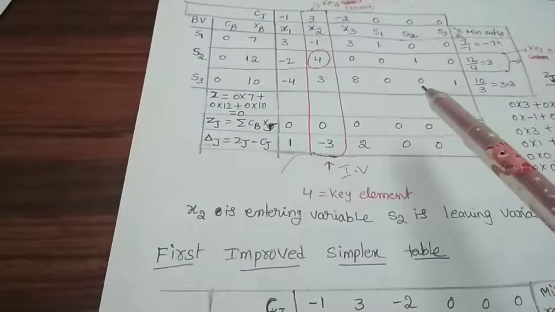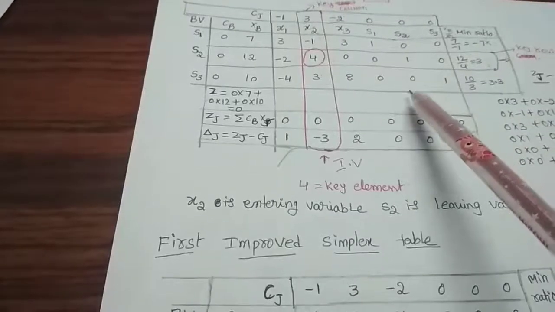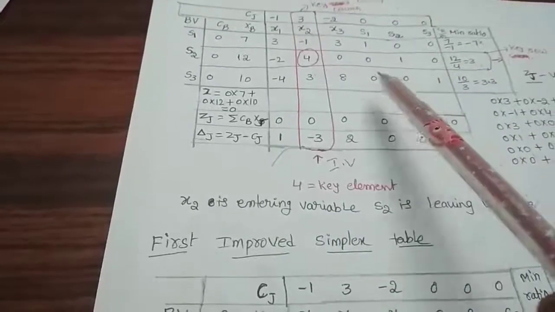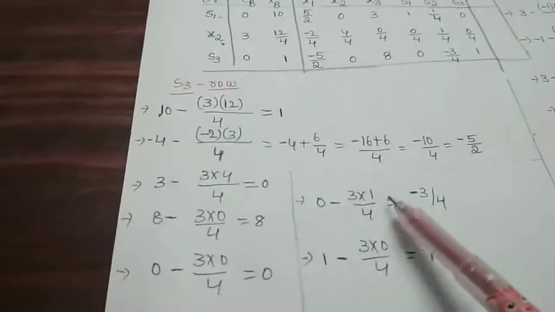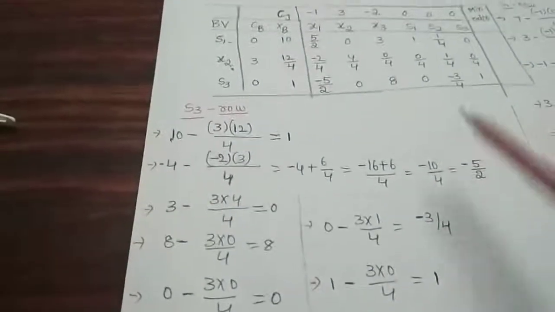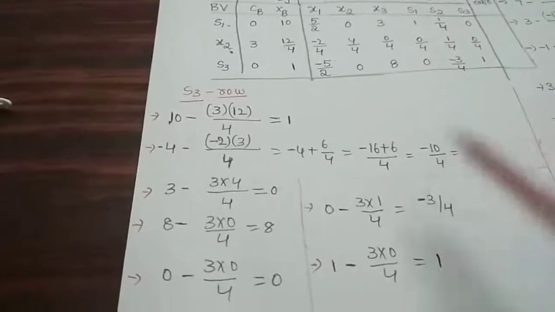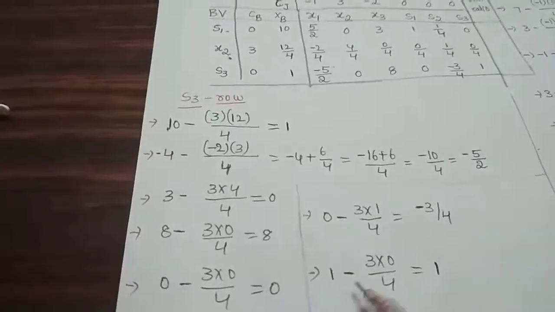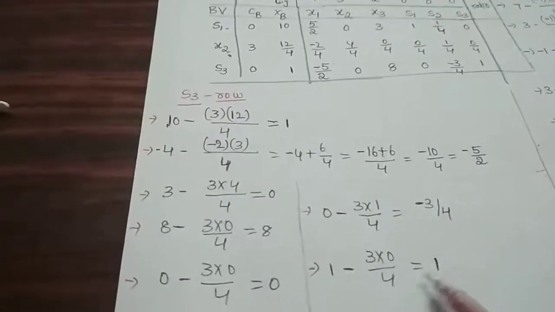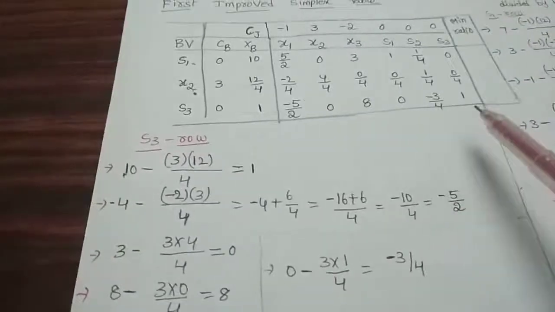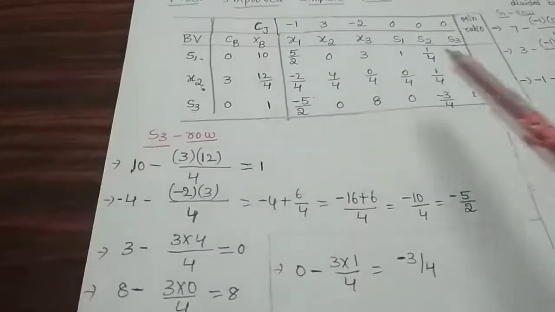Next value is 0 minus the corresponding key row element 3, key column element 1. 3 into 1 divided by 4 equal to minus 3 by 4. Here we got minus 3 by 4. Similarly, the last value is 1 minus 3 into 0 divided by 4 equal to 1. So like this I am calculating this entire table.